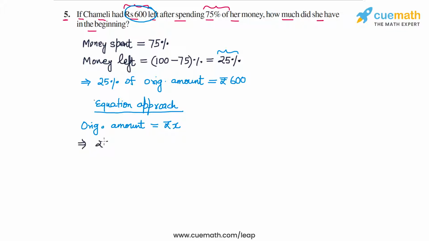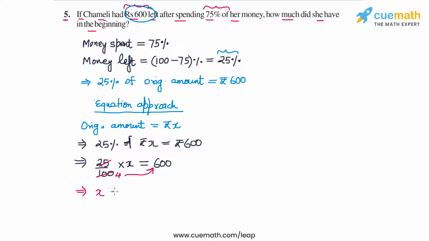So 25% of rupees x is equal to rupees 600, which means that we can now write an equation in x. 25 by 100 into x is equal to 600, and from here we can find the value of x. So 100 by 25 is 4, and now we cross multiply this 4 with 600, so we get x equal to 2400. So the original amount that Chameli had was 2400. She spent 75% of it. 75% of 2400 is 1800, and after that she was left with 25% or rupees 600.